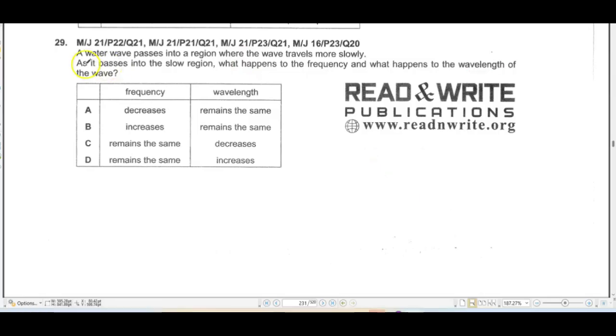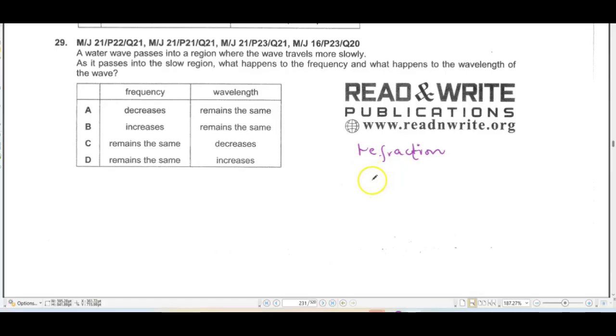Question number 29. A water wave passes into a region where water travels more slowly. As it passes into the slow region, what happens to the frequency and what happens to the wavelength of the wave? Okay, the phenomena we are talking about over here is refraction. Okay, and you should know what the properties are, or what the instances are that happen in reflection, refraction, and diffraction.